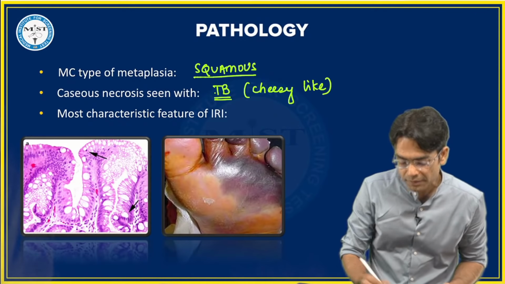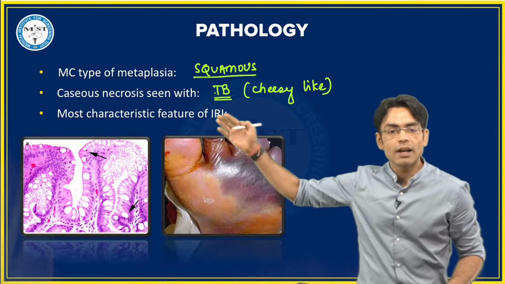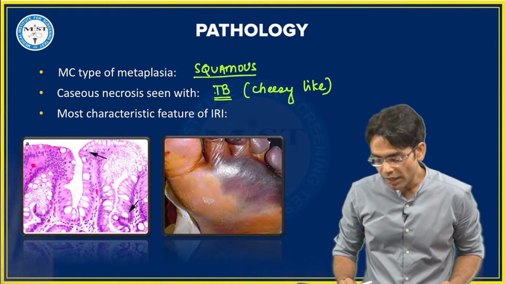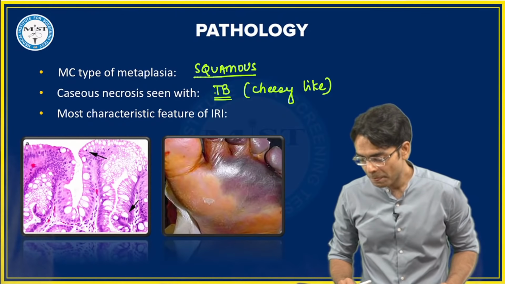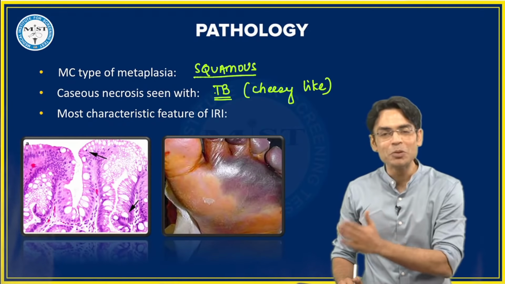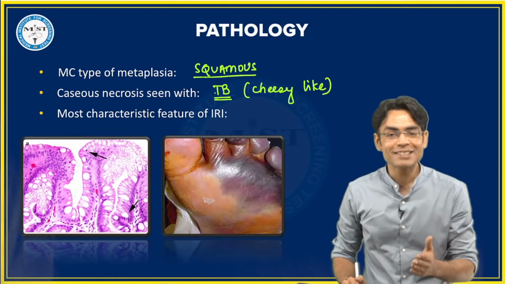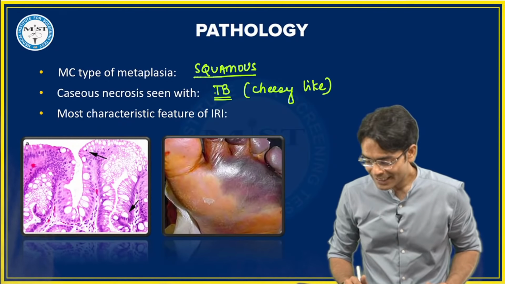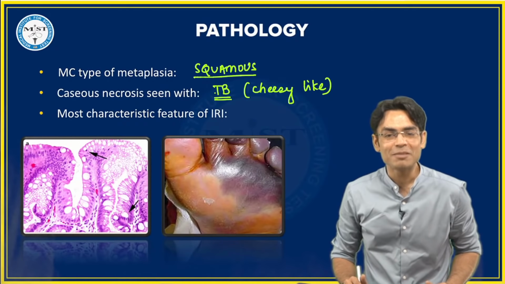This is your TB. Caseous necrosis is seen with TB, and the kind of appearance which we have is a cheesy-like appearance. Okay, cheesy-like. Another second, the third thing: most characteristic feature of irreversible injury, guys. Yes. Wow. You're not just telling me the most common cause for caseous necrosis, even the other examples you are giving, and I'm very happy about it. That's called preparation.